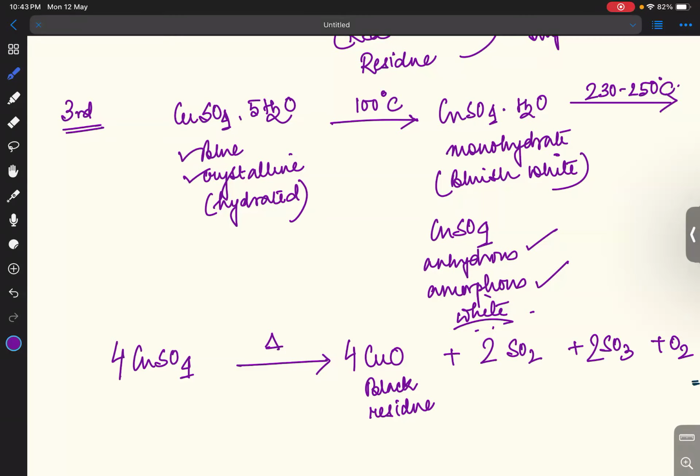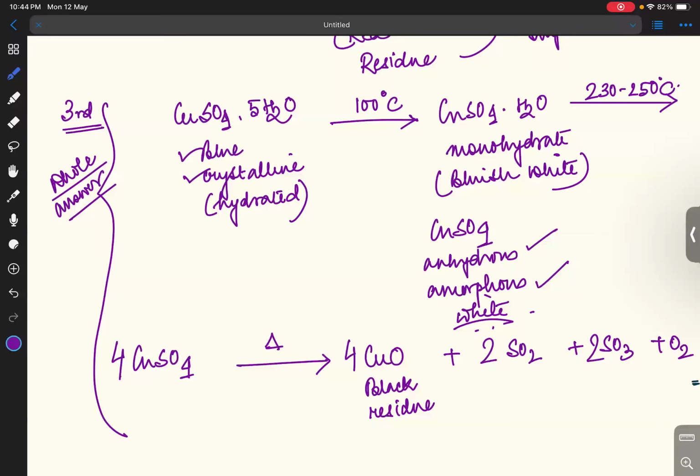So in short, remember when you're asked to write down the thermal decomposition of copper sulfate pentahydrate, I need the whole answer. First, copper sulfate crystals, because it contains 5 molecules of water and it's blue in color. Initially, when we heat it to a certain temperature like 100 degrees, it will lose only 4 water molecules, but it will still have 1 extra water molecule loosely bound to it. So it will not completely lose its crystalline shape, neither will it completely lose its color. So it will be bluish white.